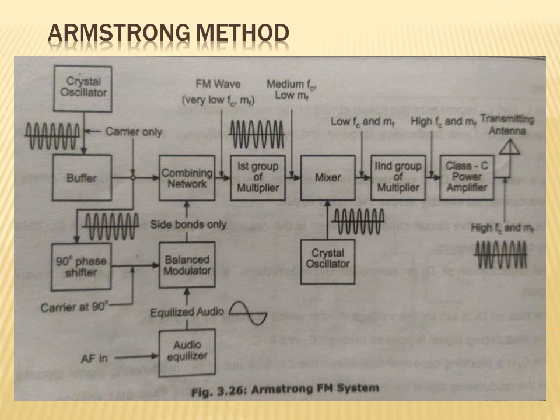First group of multiplier is used to increase the modulation index. As we increase del, modulation index also increases. Hence at the output of first group of multiplier we get low Fc and medium M. Then it is applied to the mixer. Means the function of multiplier is to increase the modulation index. So it is converted from low MF to medium MF.